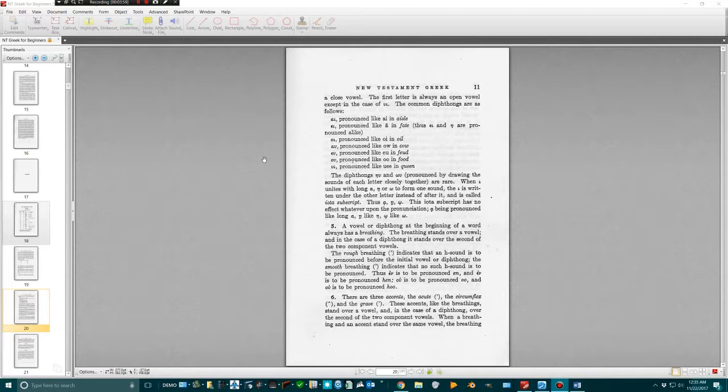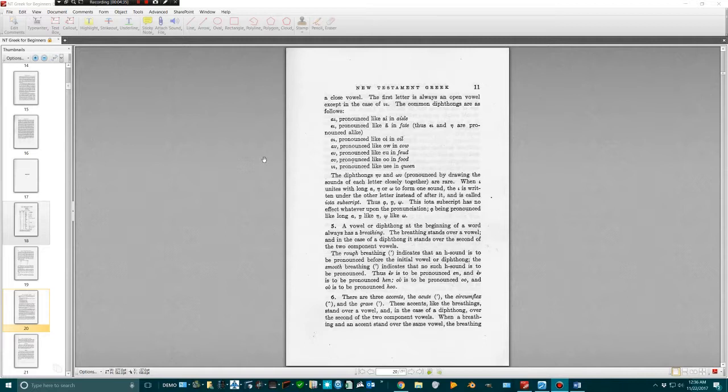An alpha iota, pronounced like an AI as in aisle. Epsilon iota, pronounced like a long A in fate. Thus, epsilon iota and eta are pronounced alike. Omicron iota, pronounced like oi as in oil. Alpha upsilon, pronounced like ow as in cow. Epsilon upsilon, pronounced like a u as in feud.